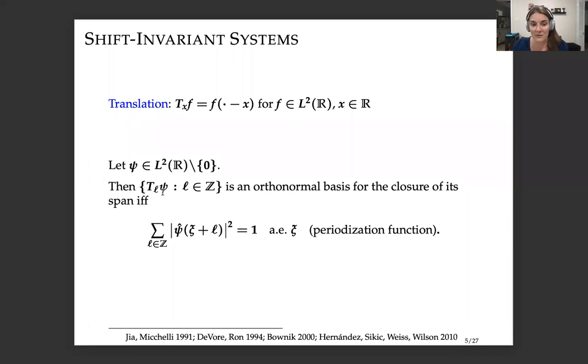And if we have some function psi in L2 of R that's not 0, then the set of shifts of that function by the integers is an orthonormal basis for the closure of that span if and only if this periodization function is 1 for almost all xi. And there are lots of other associated functions that you can have that say, if this function has property X, then this set of shifts is some sort of generalization of an orthonormal basis.